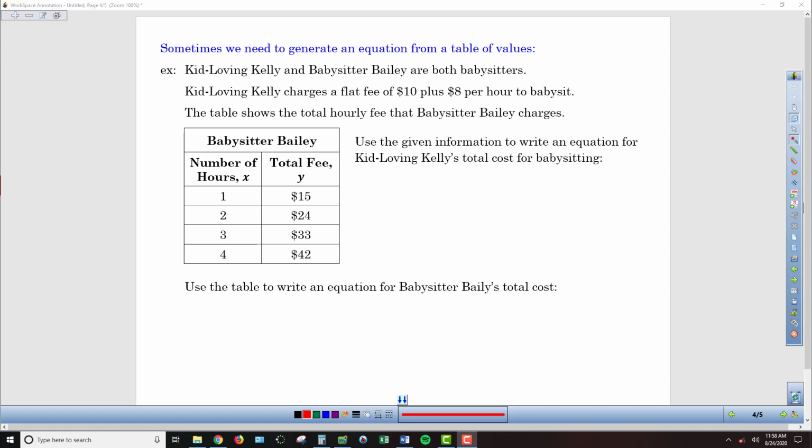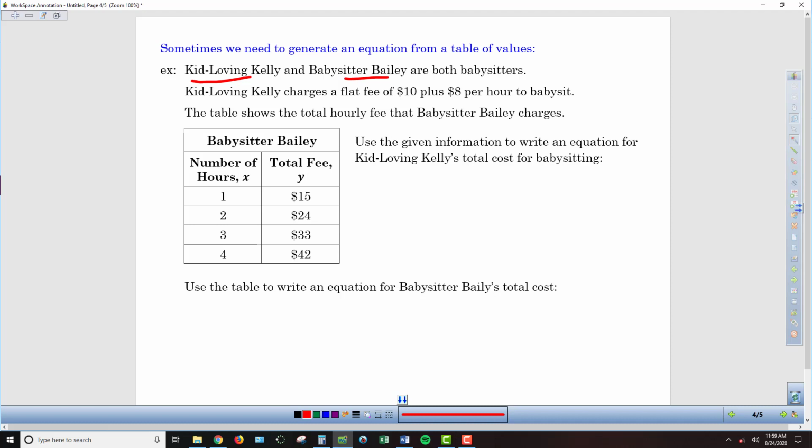Our last example that we'll take a look at, we're comparing two different babysitters. There's kid-loving Kelly and there's babysitter Bailey. I worked very hard on these nicknames. So we've got to come up with an equation for each one of them based on the given information.